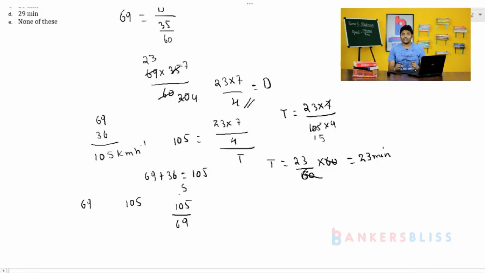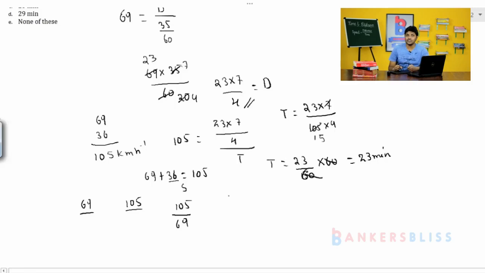If speed is going to become 105 by 69 of the original speed, we are going to use the concept called inversely proportional, because in both the conditions the distance is the same. So, if the distance is the same, you neglect the distance and consider only speed and time. Speed and time both are inversely proportional to each other. Initially it was 69, now after increasing 36 it has become 105. So, what is the new ratio of speed? 105 by 69.